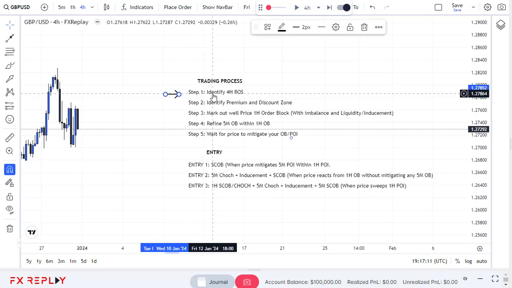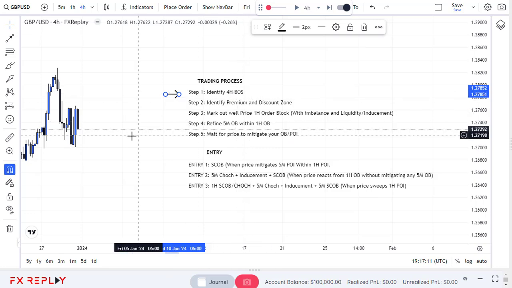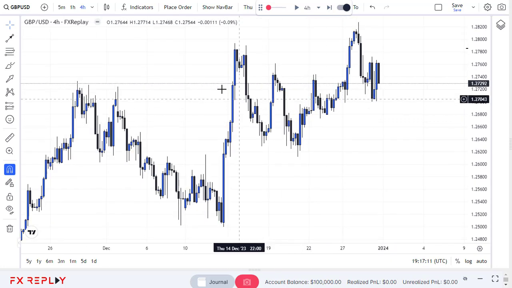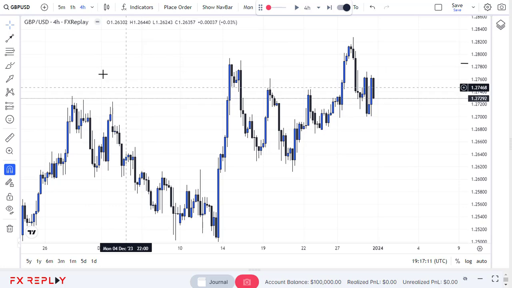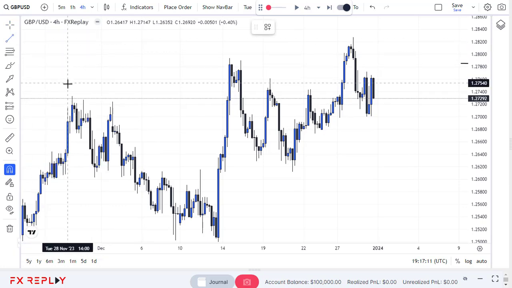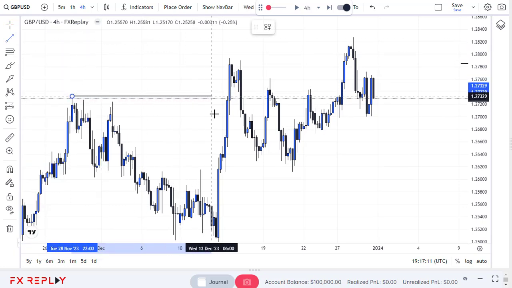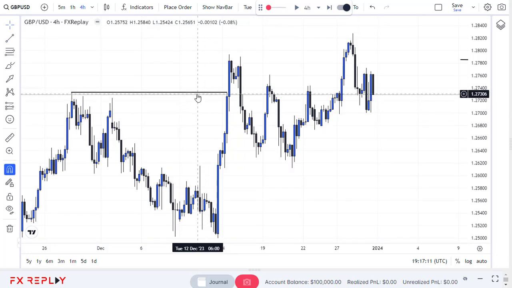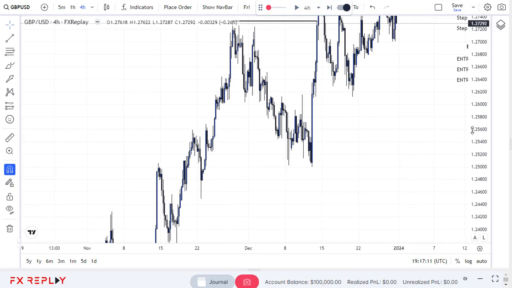It says here identify a 4-hour break of structure. Okay, so let's come to the 4-hour chart. This is actually the 4-hour chart if you look up here. All right, the first thing I want to do here is to start from this point. This was a clear break of structure to the upside, so I'll just mark this. So this is a blank chart. I have no drawing whatsoever on this chart.